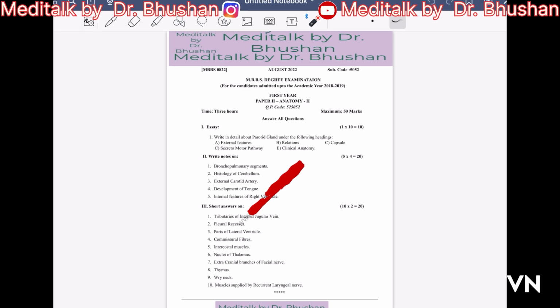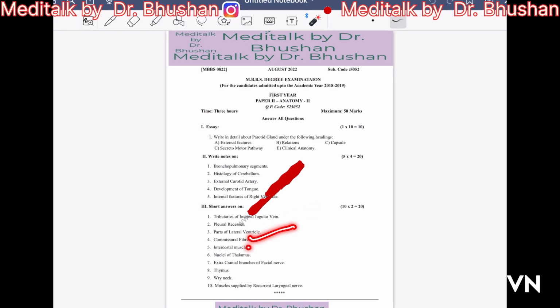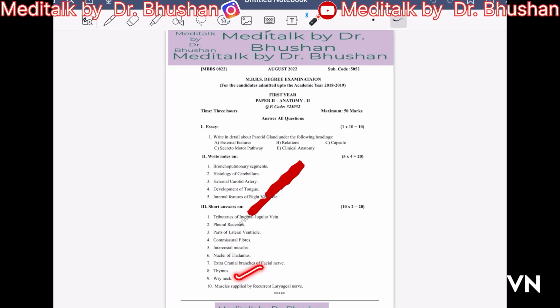Tributaries of internal jugular vein, pleural recess, parts of lateral ventricle, commissural fibers, intercostal muscle, nuclei of thalamus, extracranial branches of facial nerve, thymus, and muscle supplied by recurrent laryngeal nerve. Empty question.